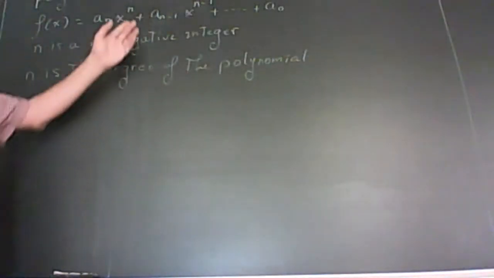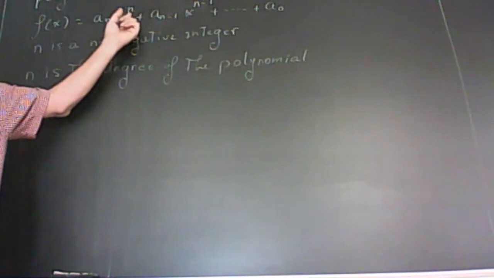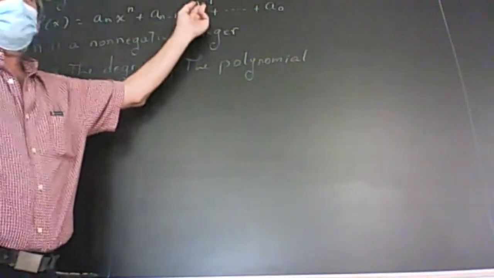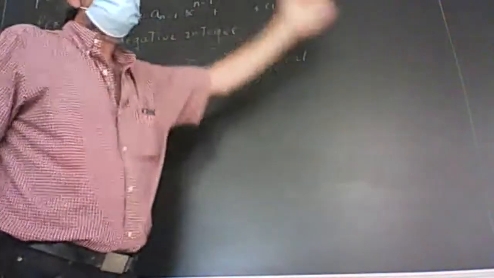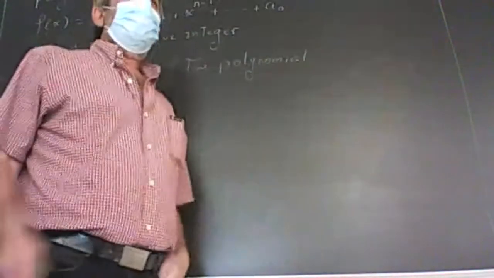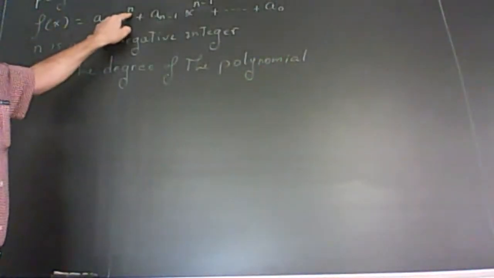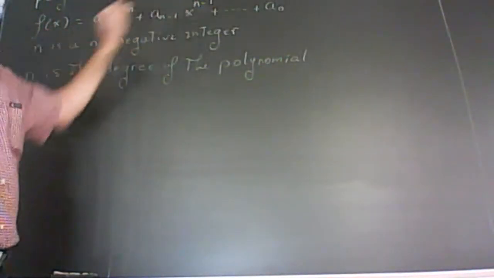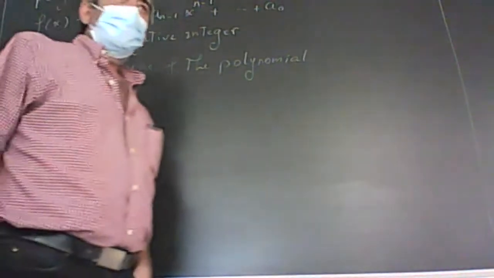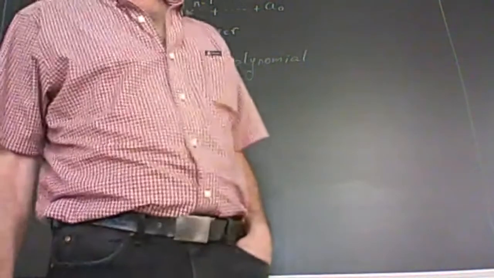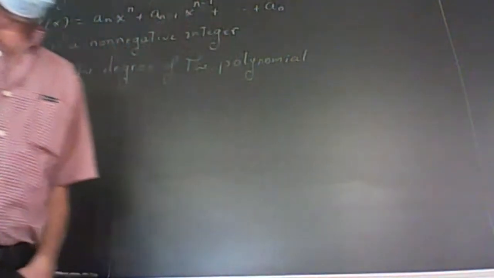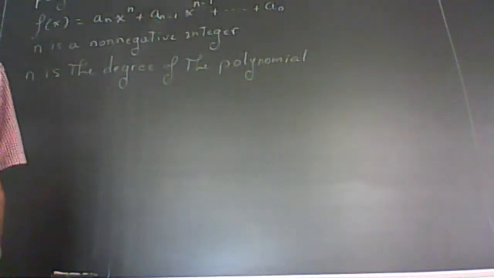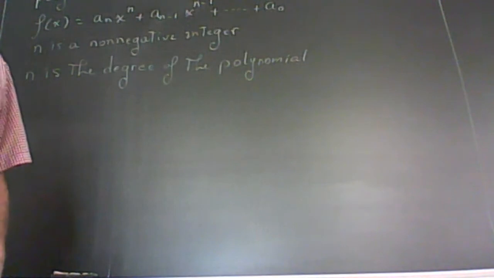Now notice n here, exponent n, and here exponent n minus 1, and then as we go on, it will be n minus 2, n minus 3. So n is the highest exponent of the polynomial given. So we look at the term with the highest exponent, and that exponent will be the degree of the polynomial. Okay?